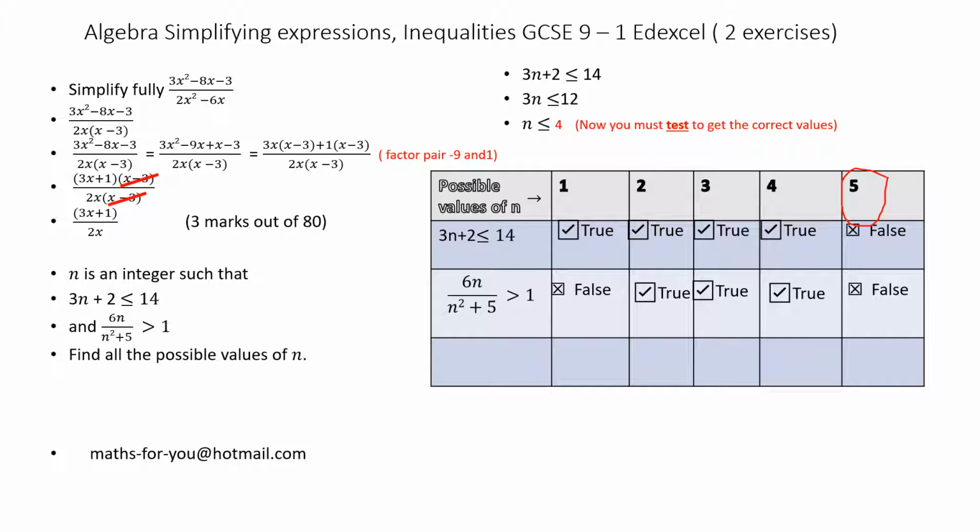So in effect, the true values we need are 2, 3, and 4. Now we can write our answer in one of two ways. It can be that n is greater than 1 and less than 5, or you can just say it has values of 2, 3, and 4, and for that you get 5 marks out of 8.